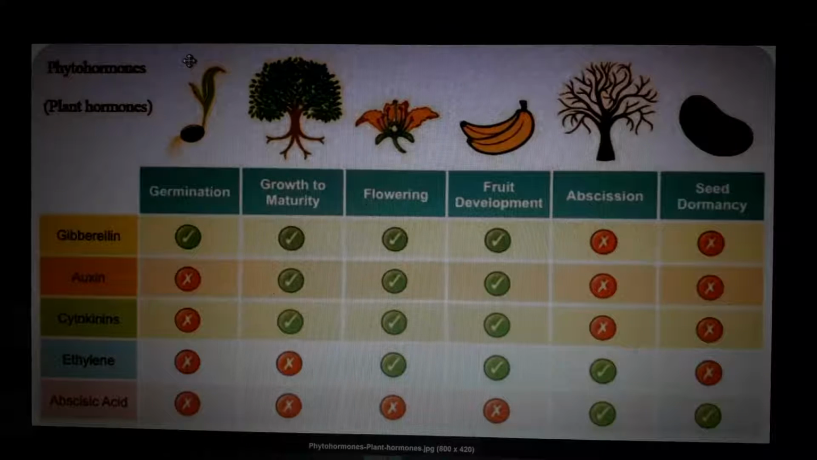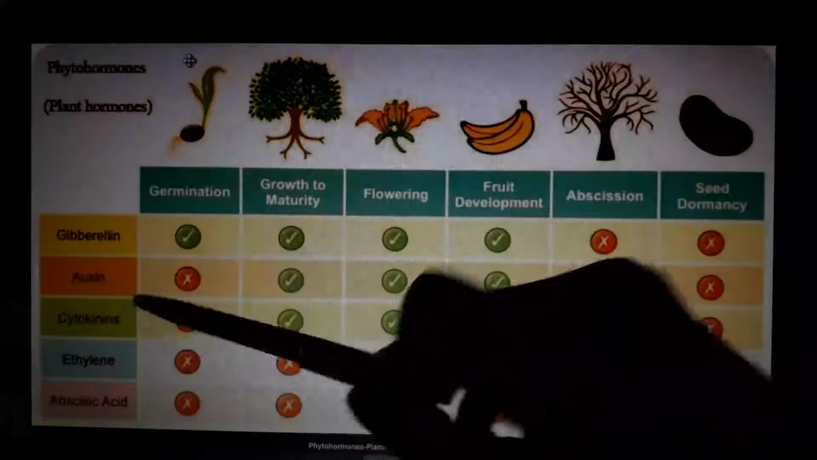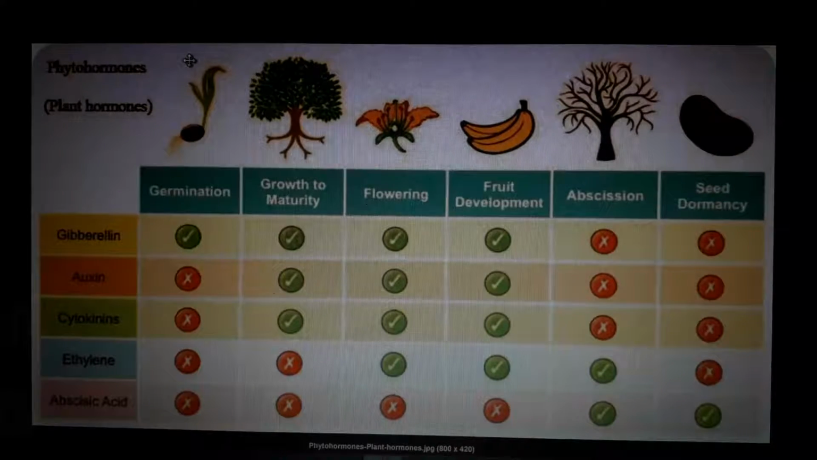Ethylene does not support germination, does not support growth, but it supports the shedding of the leaves, development of the fruit and flowering. Okay, so the next one is abscisic acid. It only helps in abscission, means shedding down of the leaves, and also seed dormancy, means the seed is not allowed to germinate. Germination of the seed is being held up. So these are the hormones. The first hormone we are going to study is auxin.